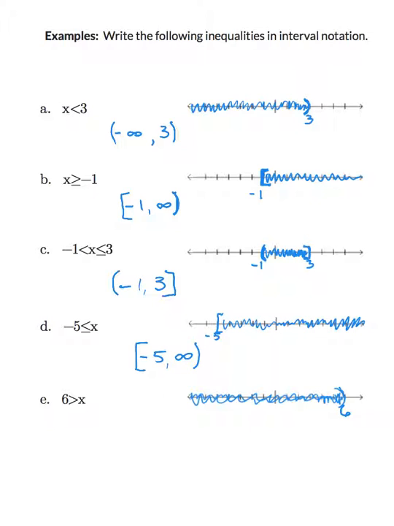Try example E. Example E, since this goes forever to the left, my leftmost value will be negative infinity. It will have a parenthesis. My rightmost value is 6. And since it had a parenthesis on the graph, it will have a parenthesis in the interval notation.